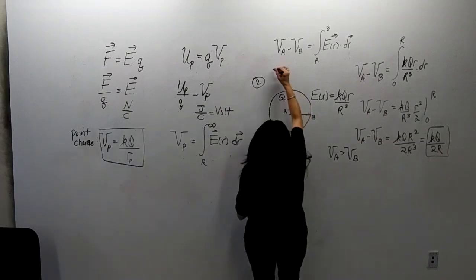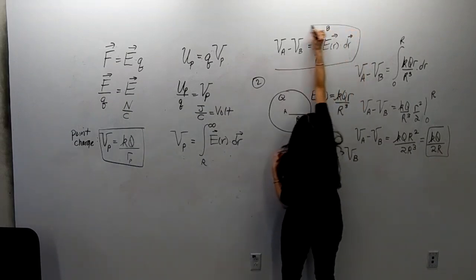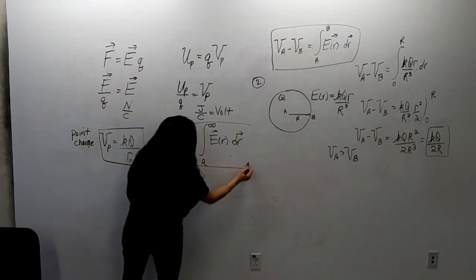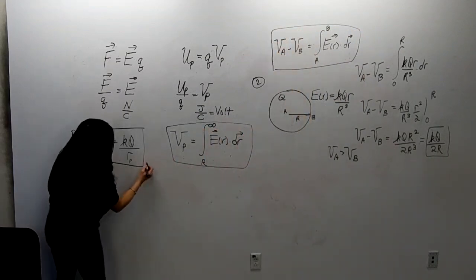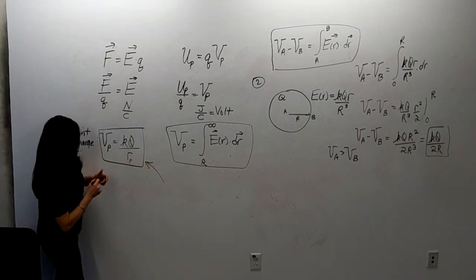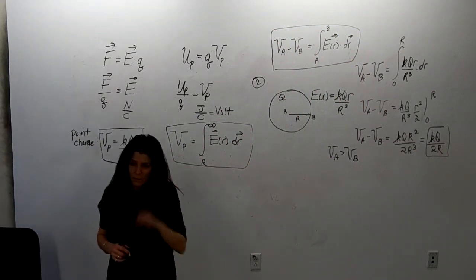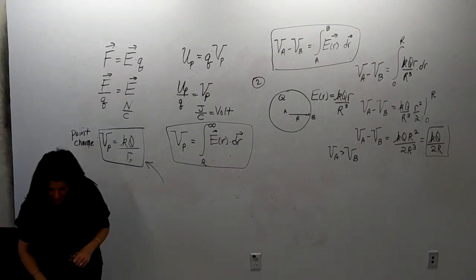This is the really important equation, as well as the version of it when we're operating with zero at infinity, and then the electric potential a distance r away from a point charge when we're calling the zero at infinity. That's enough for now.